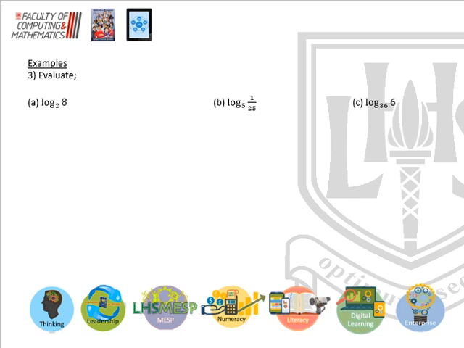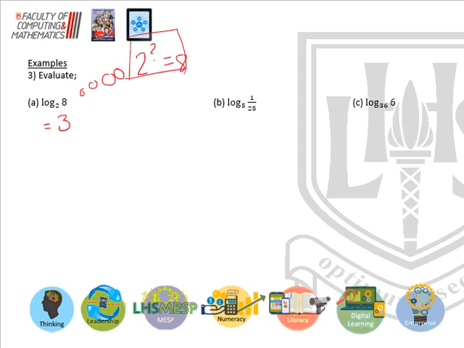Okay, so we know they're equal to powers. Logs are asking us powers. This log here is asking us, what is 2 to the power what gives me 8? So we know that has to equal 3 because 2 cubed gives me 8.